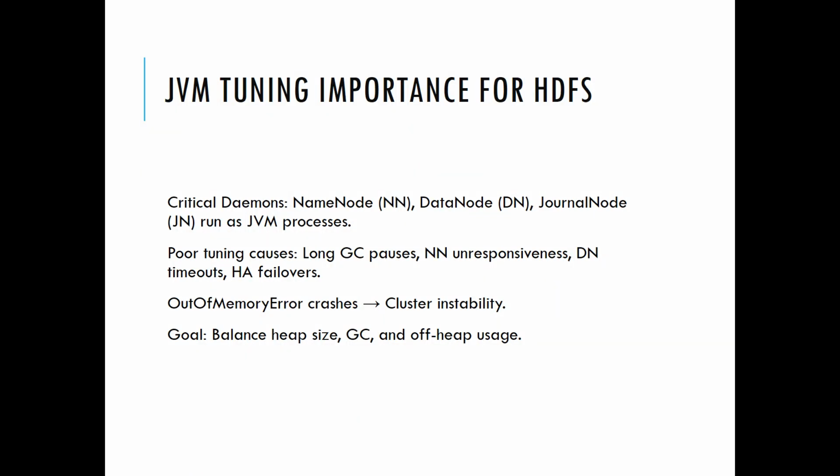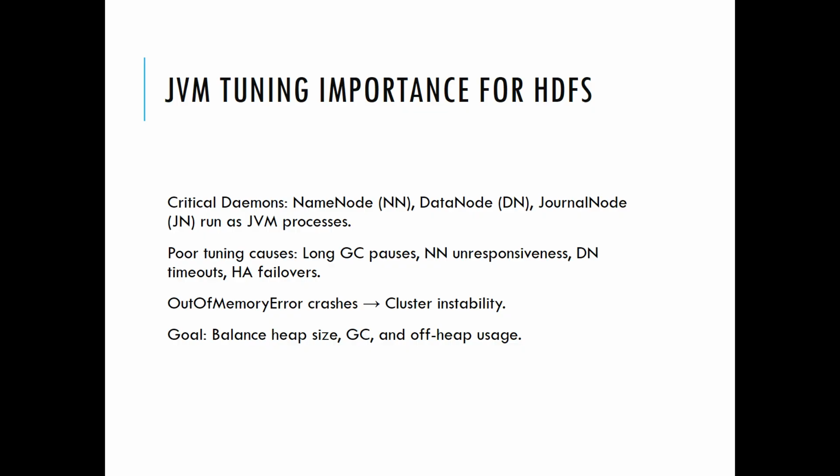Welcome to this presentation on HDFS JVM tuning. In a Hadoop cluster, core daemons such as the NameNode, DataNode, and JournalNode run as Java virtual machine processes. Poor JVM tuning can severely impact stability. Long garbage collection pauses may render the NameNode unresponsive, causing DataNode timeouts and even high availability failovers. Worse, unhandled memory pressure can trigger out-of-memory errors, leading to cluster crashes.